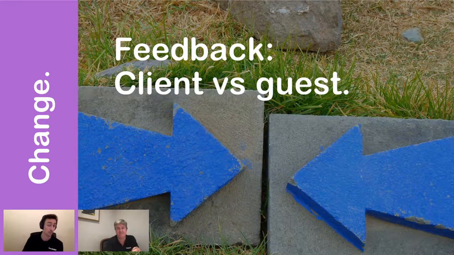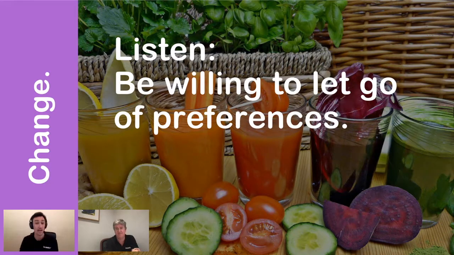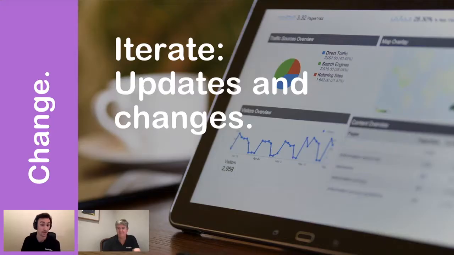So yeah, we get our feedback, we listen to the feedback, and part of that is being willing to abandon the things that we might love about the design or the site, with the goal of making it more effective. So that's the second part, to listen to that feedback. Then we're iterating, we're making the changes and the updates that we've heard from the feedback.